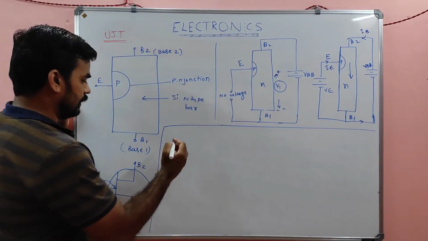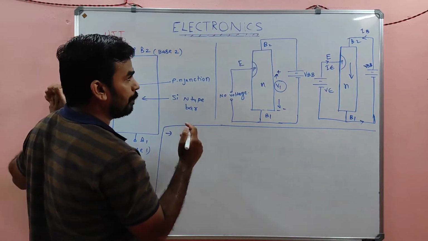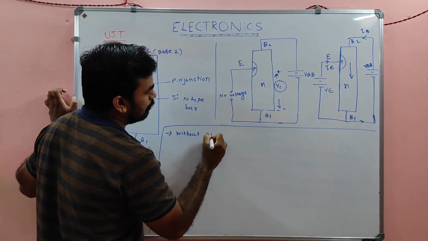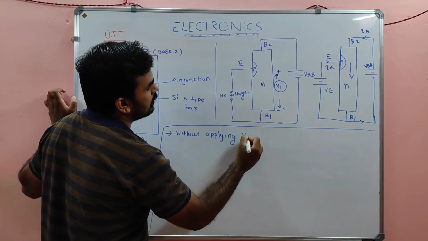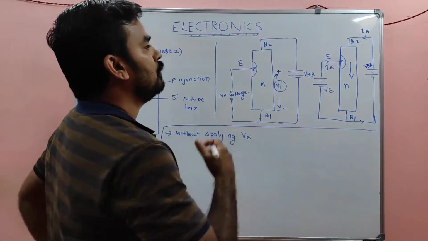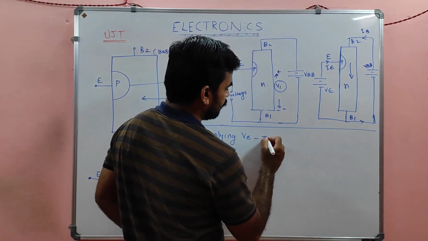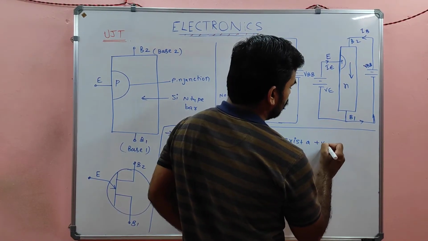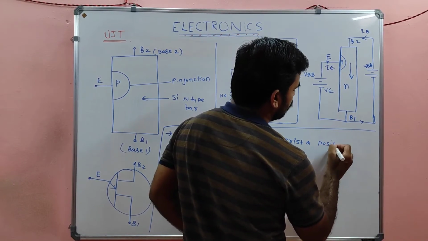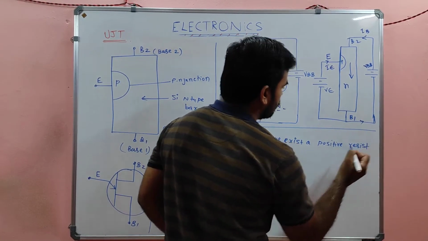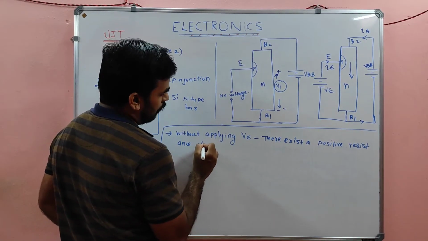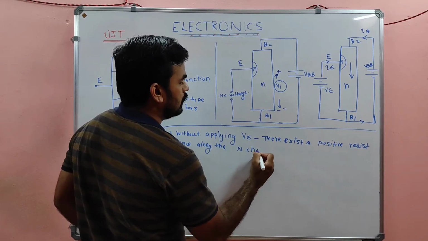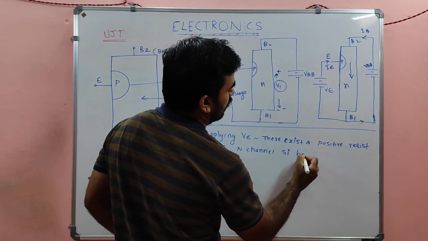Okay, here I will write. So without applying VE, my dear, there exists a positive resistance along the N channel silicon bar.